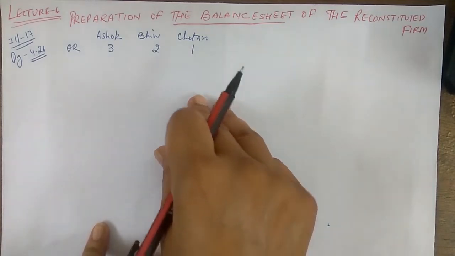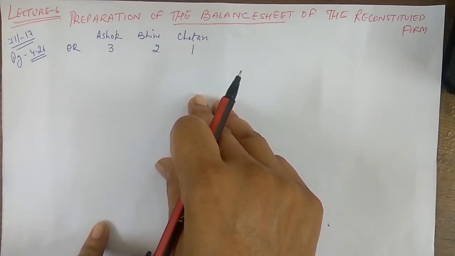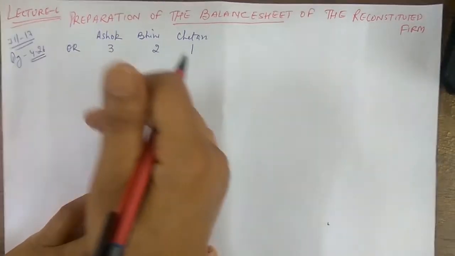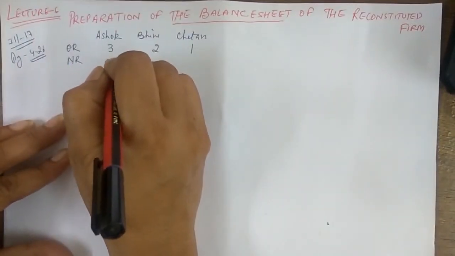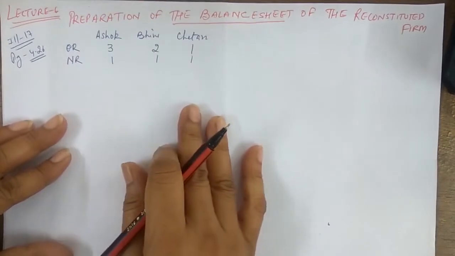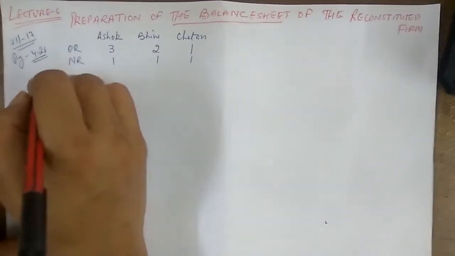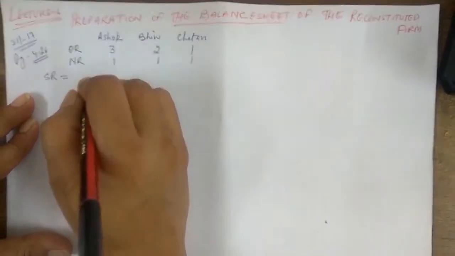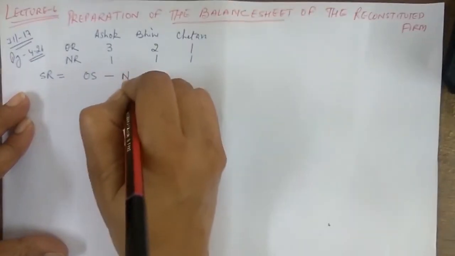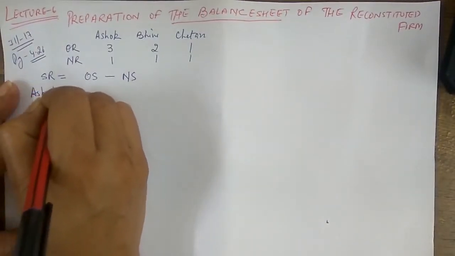On the asset side we have some assets given: land, building, plant, stock, debtors, bank. Right? Ashok, Bheem and Chetan decided to share future profits equally. So we know that the new ratio is also required. Equally means 1:1:1. With these two pieces of information, we need to calculate the sacrifice or gain. We will use one formula, sacrifice ratio, that is old share minus new share. Clear?